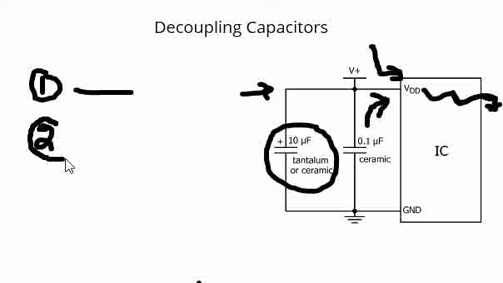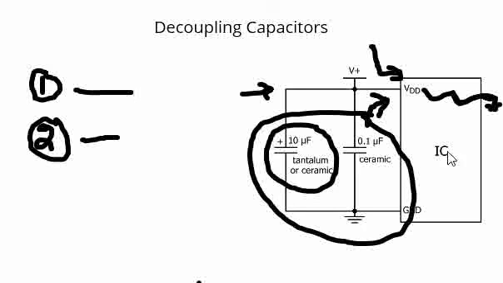Now, the second thing, the main point about this, is noise. These particular capacitors that are placed very close act as noise filters. These capacitors help us to provide a low impedance path between the power and the ground.